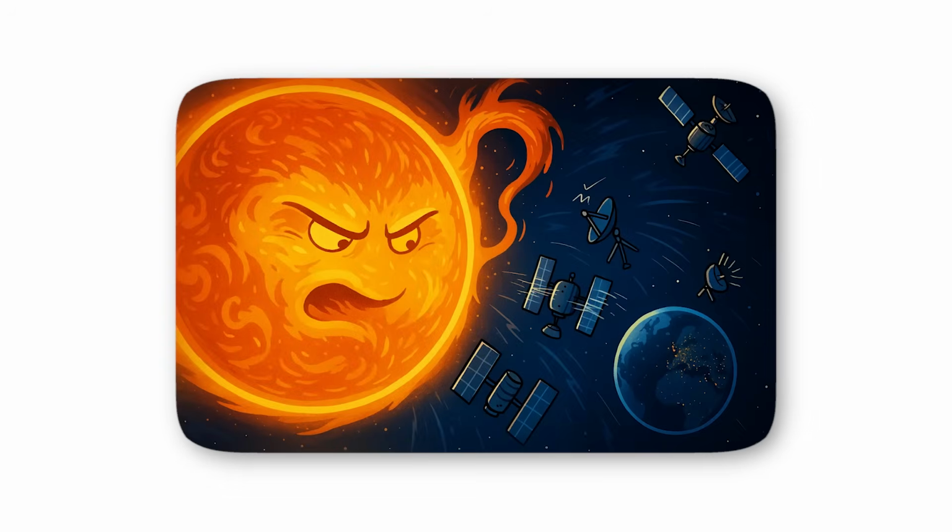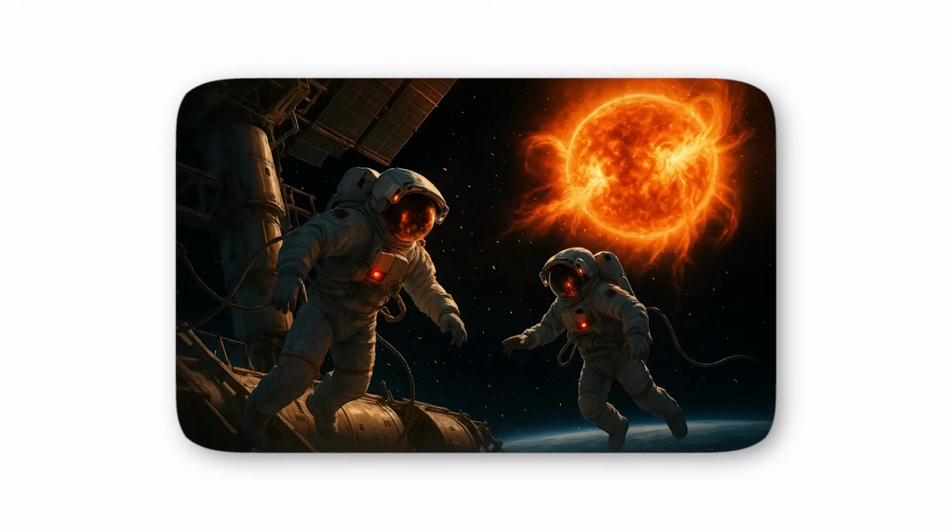Imagine billion-dollar machines in orbit suddenly glitching or shutting down because the sun decided to throw a fit. Astronauts on spacewalks would be in serious danger, with radiation levels spiking well above safe limits. This is the stage where the world starts paying attention.